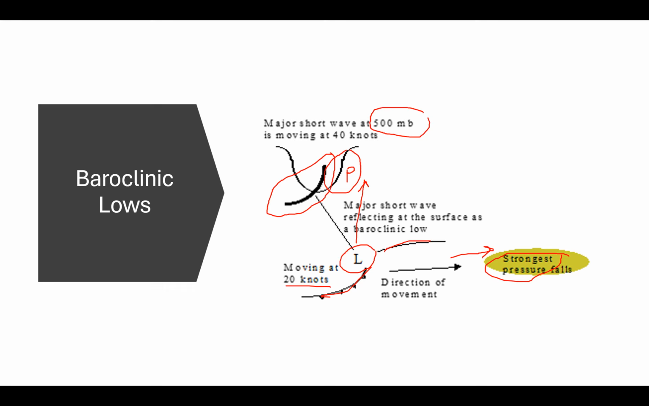Now, in this case, for speed of movement, we remember we're supposed to take 50% of the 500 millibar wind speeds. So in this case, we're saying the major shortwave at 500 millibar is moving at 40 knots. And that's how we come up with 20 knots down here for the speed of movement on the surface. We're taking 50% of 40, which is 20. Just take 50% or half of that, and that is how fast your baroclinic surface low is moving.